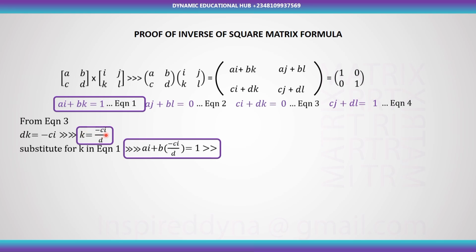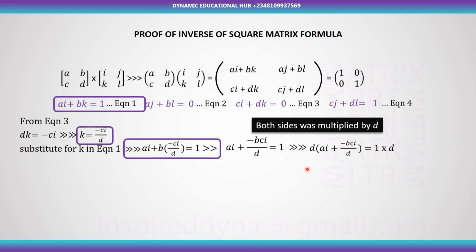Minus CI over D. Now, for equation 1, we have AI plus B times K, this is our K, minus CI over D, and it is equal to 1. So if you expand this, you are going to get AI plus minus BCI over D is equal to 1. So you use this B to multiply this, get this.